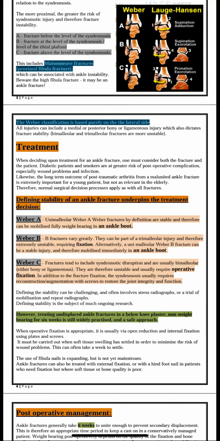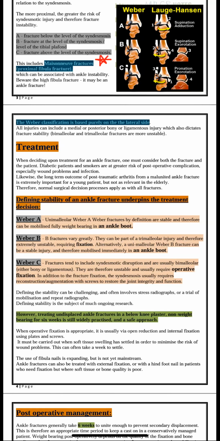How will you manage your patient? Initially, I will go for the Danis-Weber classification. Okay, but before the Danis-Weber classification, I have another type of fracture. It is called Maisonneuve fracture. This Maisonneuve fracture is commonly asked in the Part B OSCE.